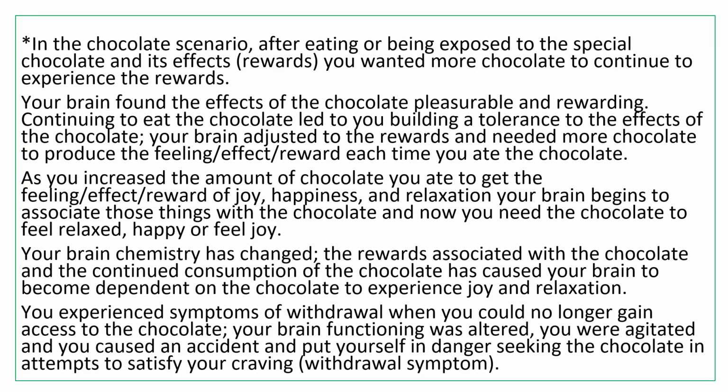In the chocolate scenario, after eating or being exposed to the special chocolate and its effects, rewards, you wanted more chocolate to continue experiencing the rewards. Your brain found the effects of the chocolate pleasurable and rewarding. Continuing to eat the chocolate led you to building a tolerance to the effects of the chocolate. Your brain adjusted to the rewards and needed more chocolate to produce the feeling or effect or reward each time you ate the chocolate.